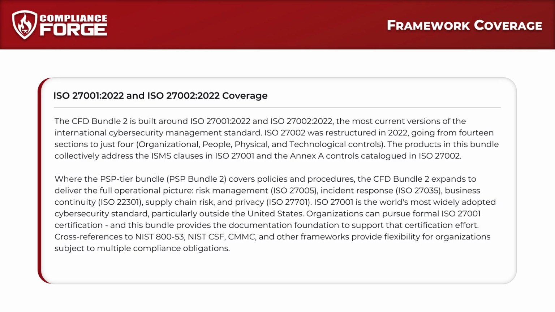There are more reasons to buy. The CFD Bundle 2 is built around the 2022 editions of ISO 27001 and 27002. ISO 27002 was restructured in 2022, reorganizing the previous 14 sections into 4 themes: organizational, people, physical, and technological controls. The products in this bundle collectively address the ISMS clauses and the Annex A controls. Where the PSP tier bundle covers policies and procedures, the CFD Bundle 2 expands to deliver the full operational picture. Risk management, incident response, business continuity, supply chain risk, and privacy.